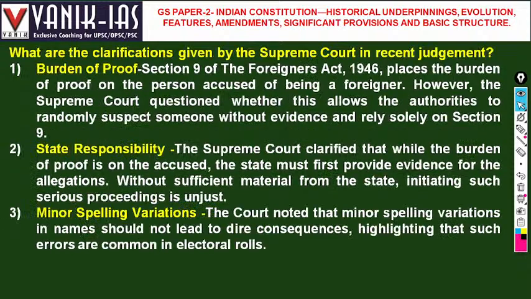On the clarification given by the Supreme Court in the instant judgment, burden of proof: Section 9 of the Foreigners Act 1946 places the burden of proof on the person accused of being a foreigner. However, the Supreme Court questioned whether this allows the authority to randomly suspect someone without evidence and rely solely on suspicion.